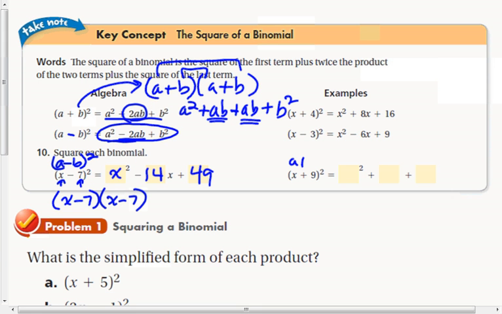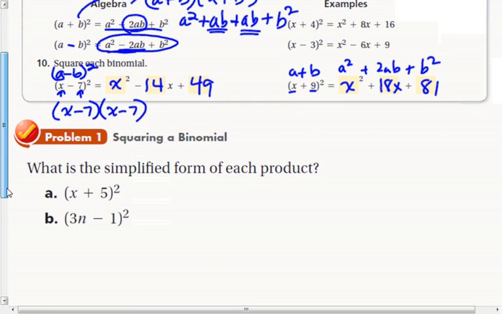Here, it's a plus b, and that's equal to a squared plus 2ab plus b squared, which is x squared. And then a and b are 9 and x, so we're going to do 9 times x times 2, which is 18x. And then 9 squared is 81. So that's the idea there.